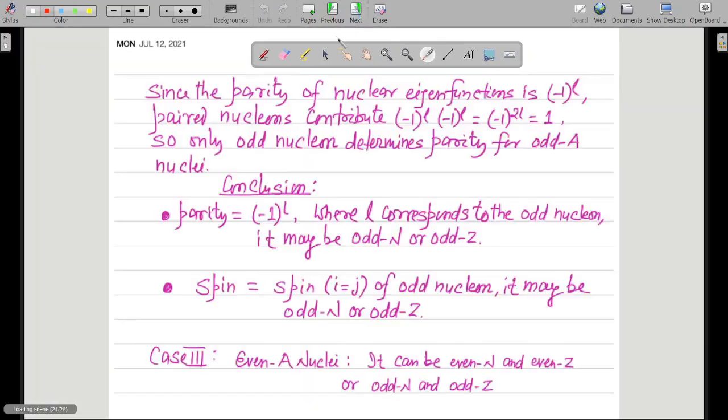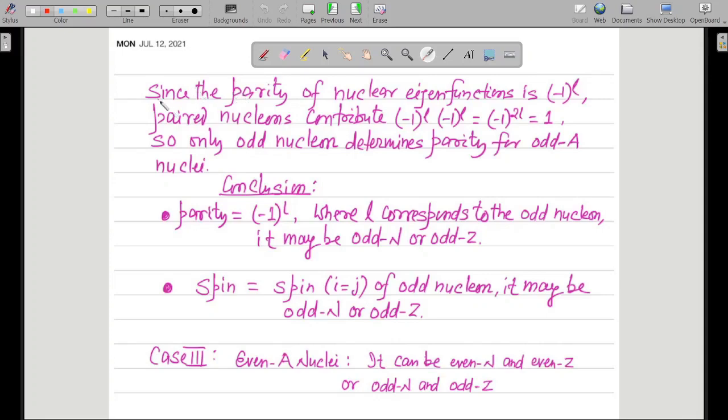So let us see. Since the parity of nuclear eigenfunctions is minus 1 to the power L, we had already learned this, right? Parity is given by minus 1 to the power L. Already learnt in the previous lectures. If you haven't watched them, then certainly you should go to the link in the description and start watching from the very first lecture. There you will understand each and every concept very clearly.